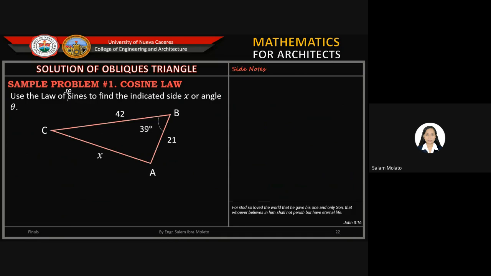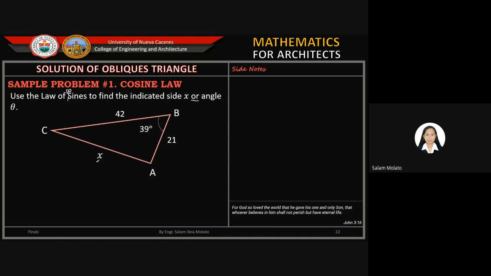Law of cosine, to find the indicated side x or angle theta. Here, the angle theta is not indicated, so let's not solve for angle theta. Let's just solve for side x, which is this one. All right. So, to solve for that, we will use cosine.